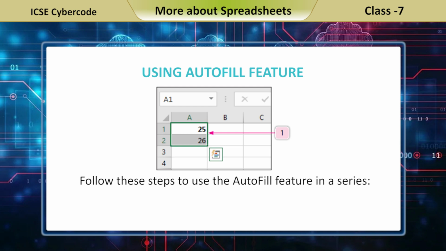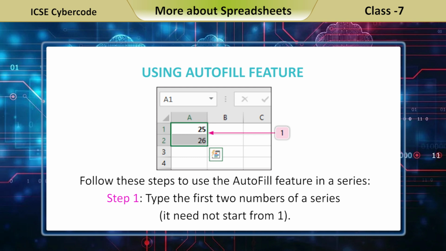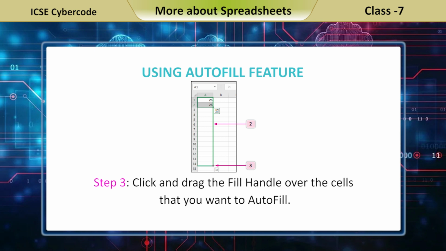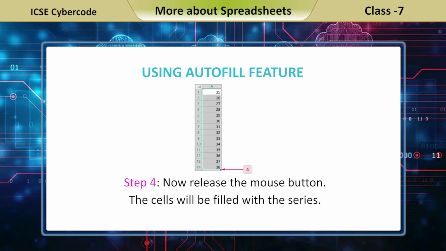Follow these steps to use the autofill feature in a series. Step 1. Type the first 2 numbers of a series. It need not start from 1. Step 2. Select the cells and move the pointer over the bottom right corner of the selection. Step 3. Click and drag the fill handle over the cells that you want to autofill. Step 4. Now release the mouse button. The cells will be filled with the series.